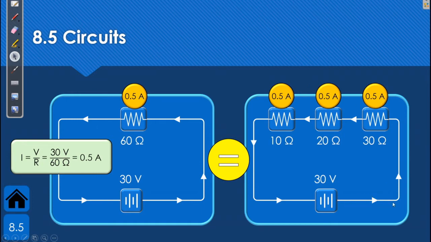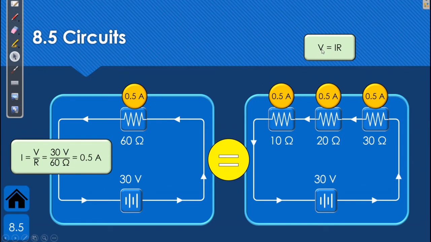As half of an amp of current leaves the battery or the power supply, it flows through all 3 resistors and then returns to the power supply. Because there are no other pathways for current to flow, every single ampere that leaves the battery must flow through all 3 resistors, or in this case, half an ampere. Now, we want to calculate the voltage, or the potential difference, across all 3 resistors.